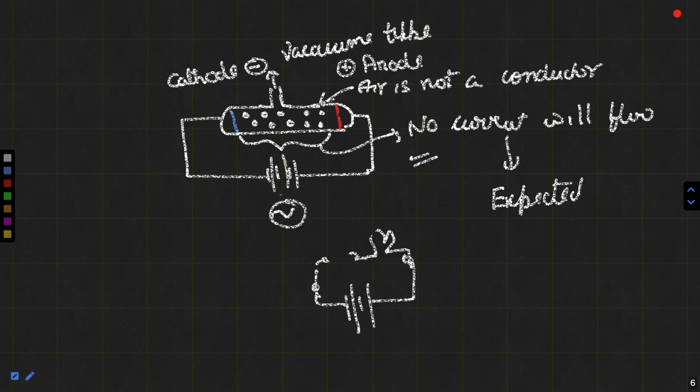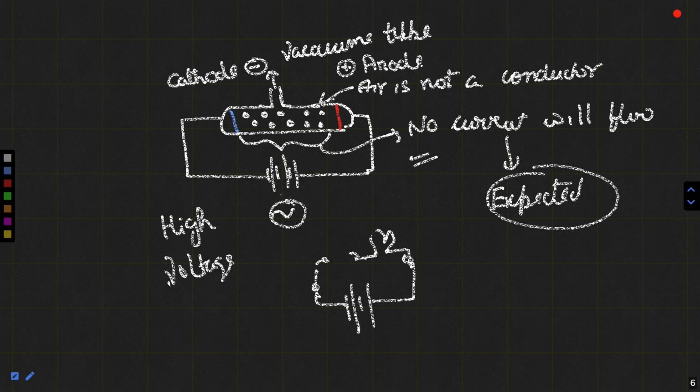Is it clear to all of you till now? Yeah. Now, this no current thing was not seen. So this was our expected thing, but it was not happening. It was seen that when we supply very high voltage, then there is a flow of current. So our expectations were not met.